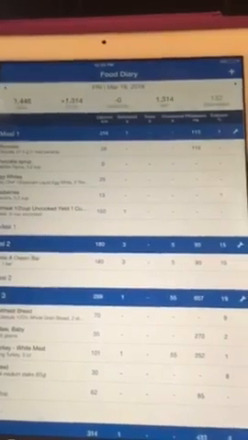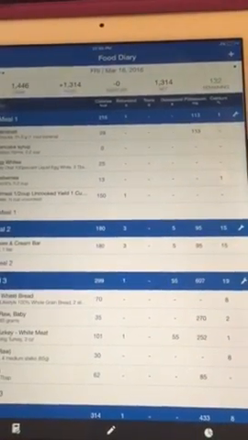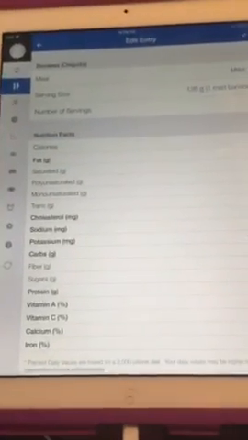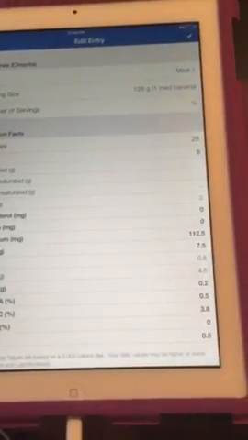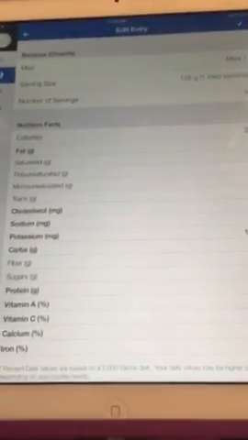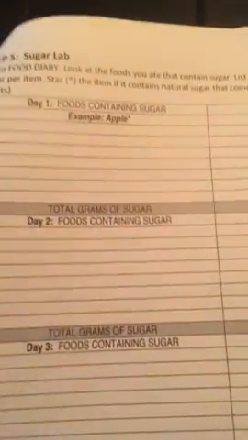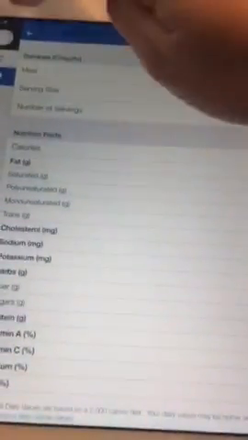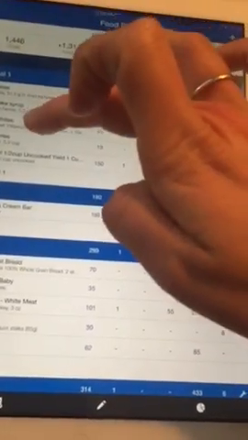You're going to come here, and it breaks it down by calories. You need to click on your food to find out if it had sugar or not. So this one had 4.8 grams of sugar. Okay, so my banana had 4.8 grams of sugar. So for day 1, under apple, I'll put banana, 4.8 grams, okay? You're going to continue that process by clicking on all of your foods that you ate.